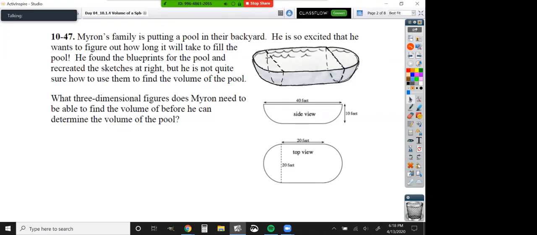What three-dimensional figures does Myron need to be able to find the volume of before he can determine the volume of the pool? So please pause your video, write down an answer. What three-dimensional shapes does he see in this picture?